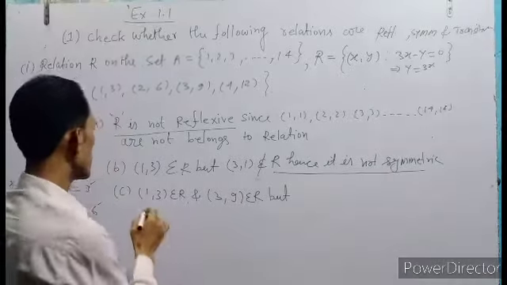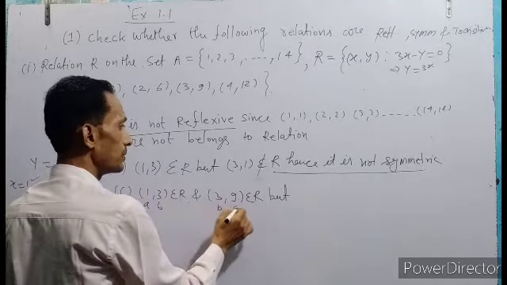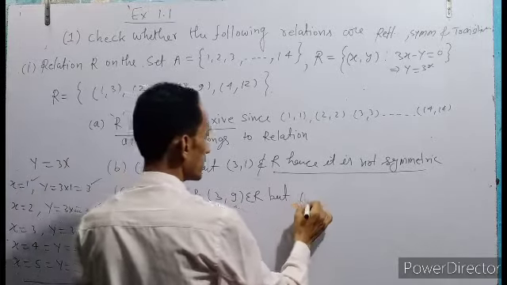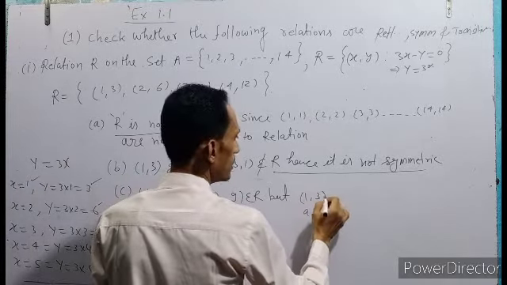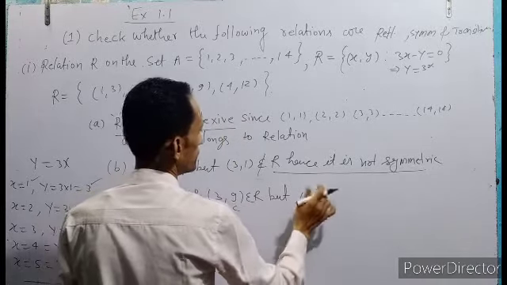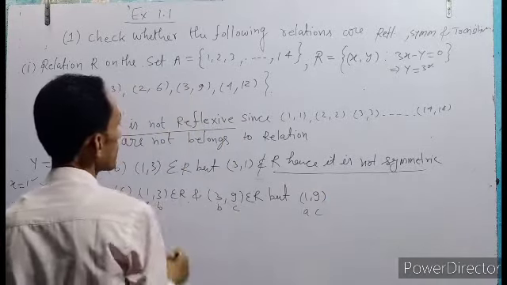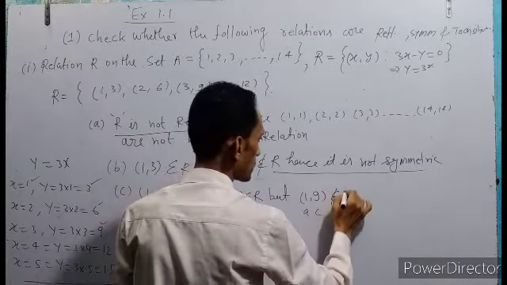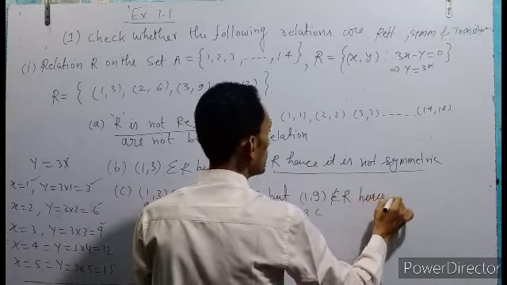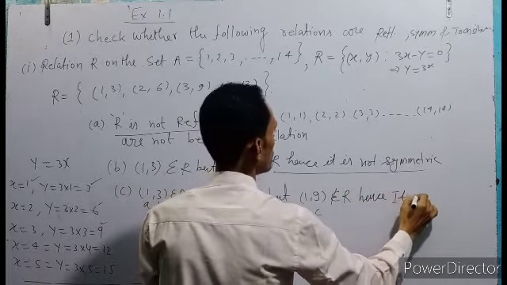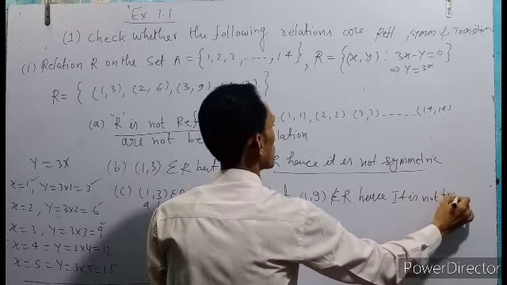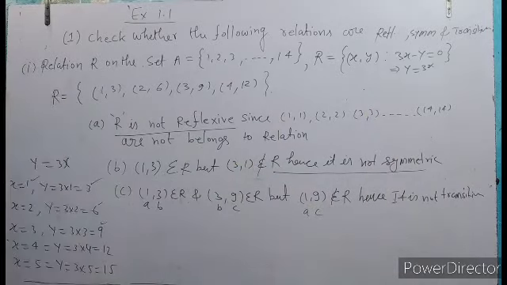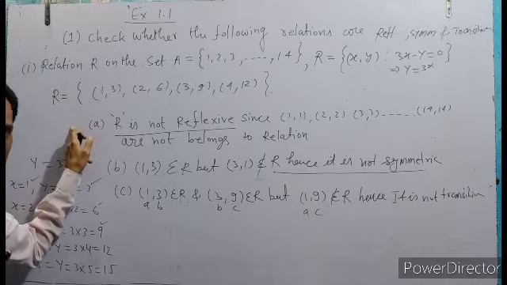You can observe that is the (a,b) and that is the (b,c). (a,b) belongs to R, (b,c) belongs to R, but (a,c), that is (1,9), must belong to R for transitive. But (1,9) does not belong to R, hence it is not transitive. Okay, these are all about question number one, part one.